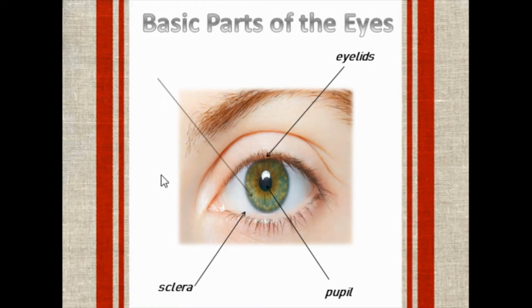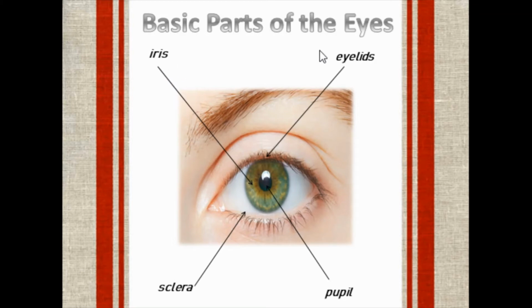And now, how about the colored part of our eyes? The colored part of our eyes, which can be green, blue, or brown. What do you call it? It's the... Very good. It's the iris. Iris.